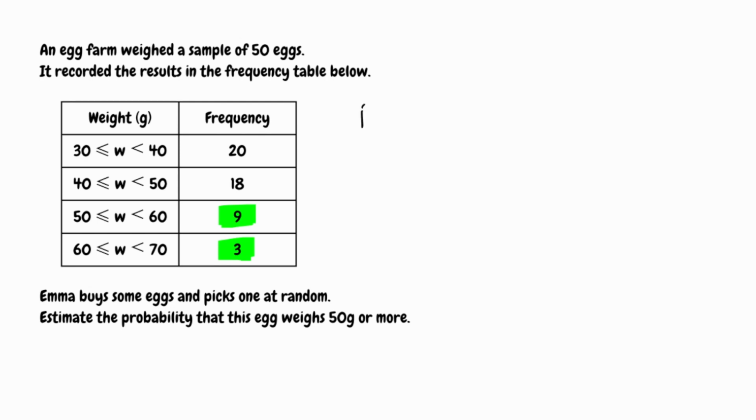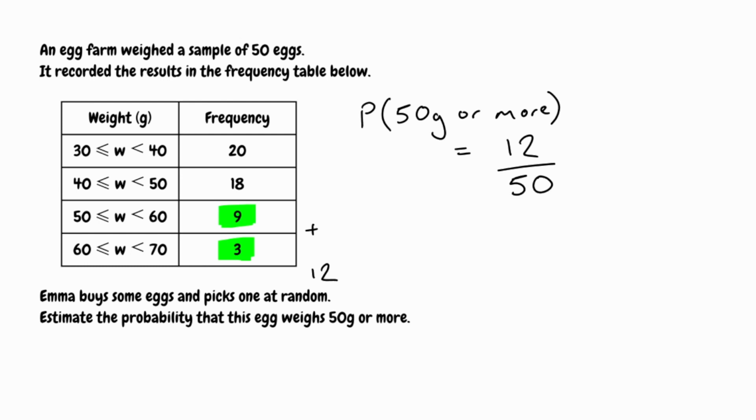So we need to find our relative frequency, which is our estimated probability that the eggs weigh 50 grams or more. So to do this, we're going to take the number of eggs in the sample that weighed 50 grams or more, which we can figure out by adding those 2 values together. If we do 9, add 3, that's going to give us 12. So there were 12 eggs that weighed 50 grams or more, and we're simply going to put that over the total, which we're told in the question was 50 eggs. But if we weren't given that, we could also add up all the frequencies too.